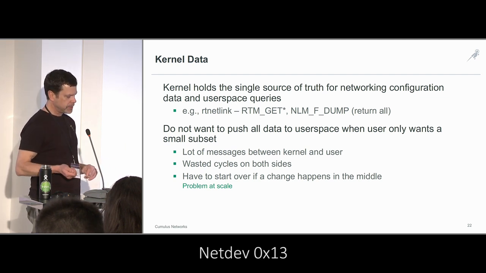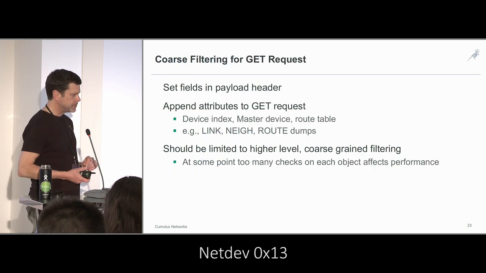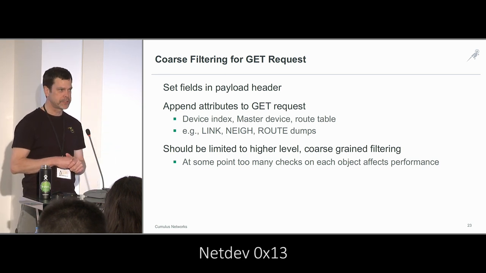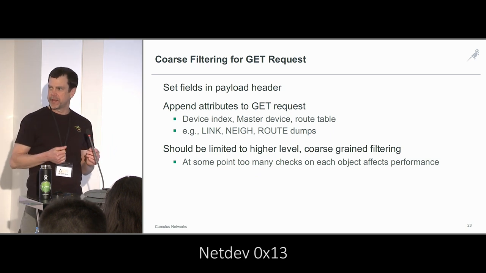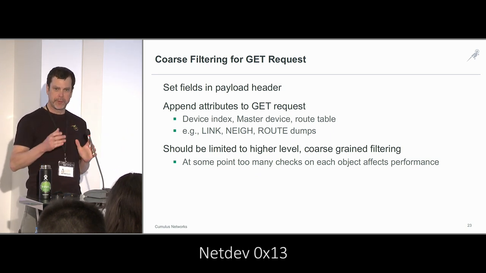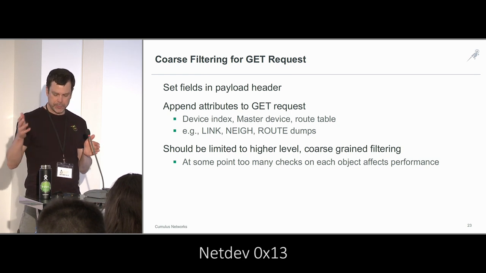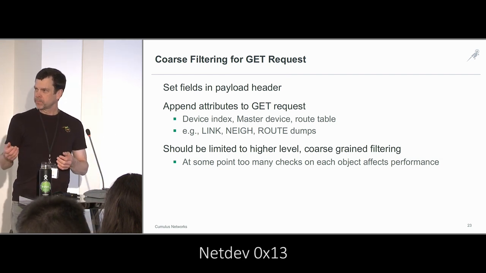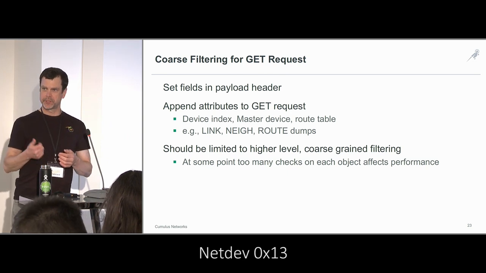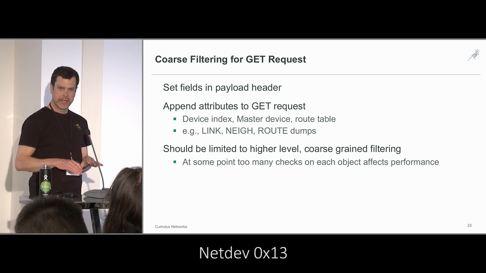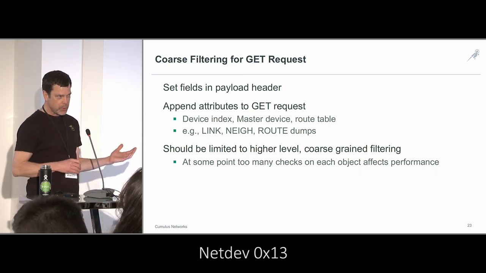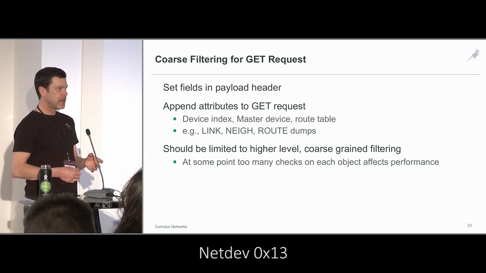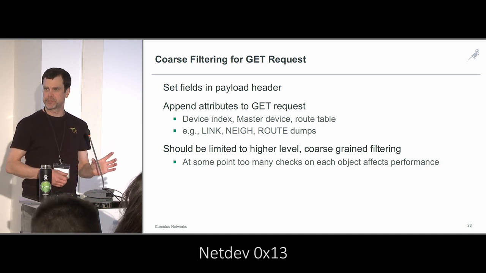So one thing that we can do for the dump requests is to put some filtering. For example, I label this as coarse filtering for GET requests. If you remember back in that first slide about Netlink messages, there is a header with a payload, and the header has some attributes after it. For a GET request, normally you don't have any data after it. But what if we started putting attributes behind it? For example, when I did VRF, I didn't want to dump everything about the route table or everything about the neighbor table. So I added an attribute to the end of that neighbor dump request that said, only tell me things associated with this master device or the VRF device, right?